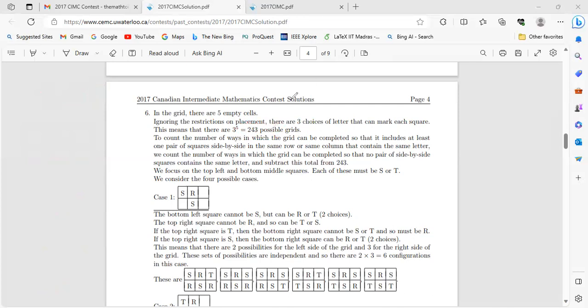And so they're asking us to find one pair of squares side by side in the same row or same column, right? And that should contain the same letter. So what if you have, we'll go case by case, one by one. So case 1 is, what if you have S over here in the top left, and also in the bottom middle you're having S. So for this case itself, S, R, S, S, R, S. So this position is going to be constant.